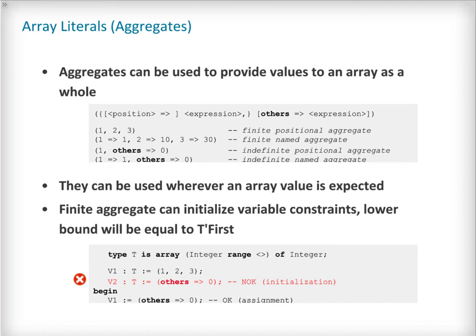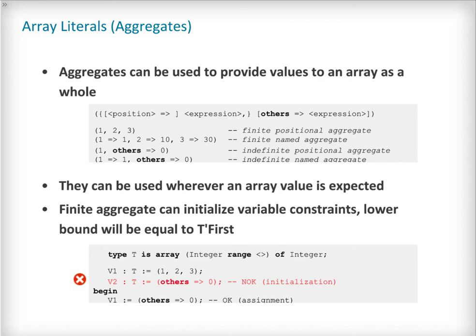This aggregate here is finite. I know its size, it's 3. Note that I do not know the values for the indexes here, so Ada will generate those automatically and start with the smallest index in the corresponding array. It is possible to fix the indexes when creating an aggregate. So in this second example, I'm saying that I have an element 1 at index 1, an element 10 at index 2, and an element 30 at index 3.